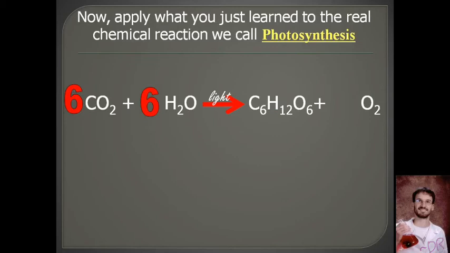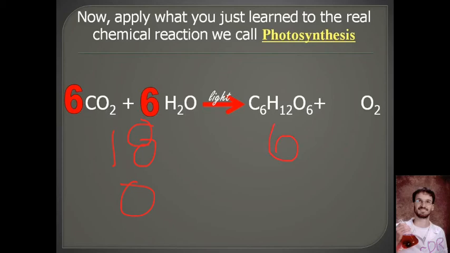So now we have a total on the beginning of 12 oxygen atoms in our 6 CO2 molecules. We have 6 oxygen atoms in our 6 water molecules. So 12 plus 6 is 18. So we have 18 oxygen atoms at the beginning of the reaction. How many oxygen atoms are we going to have at the end of the reaction? Well, we have 6 here.